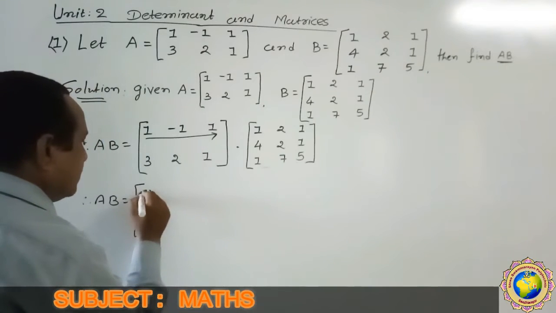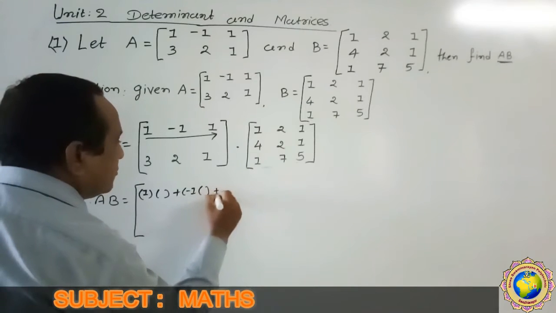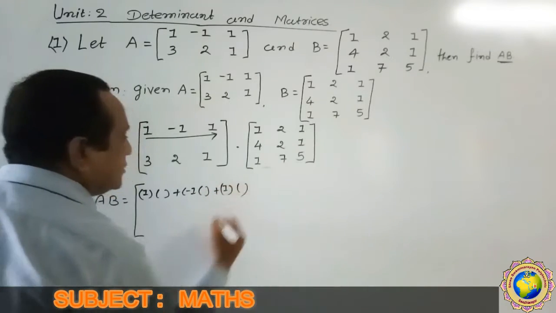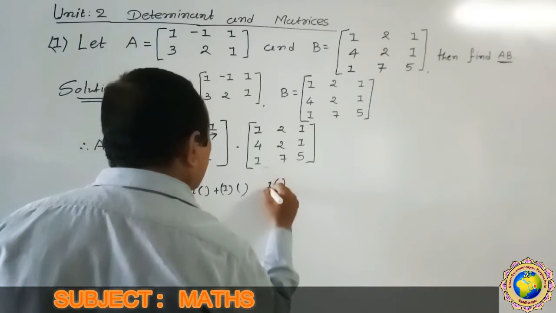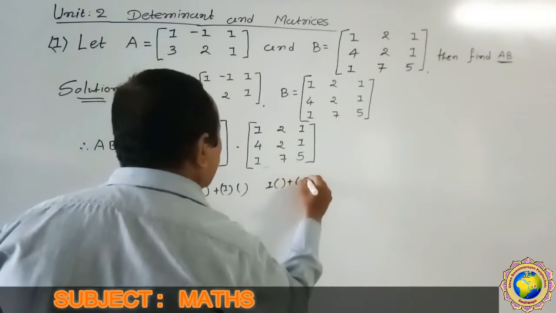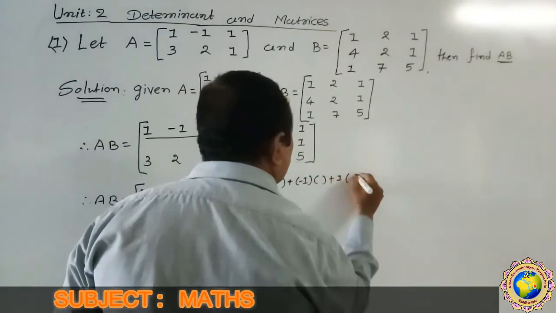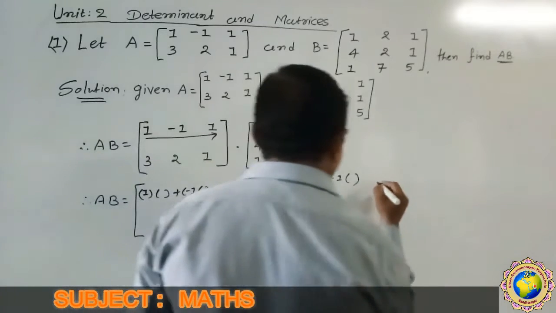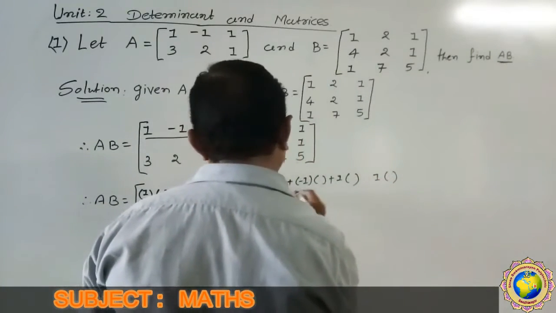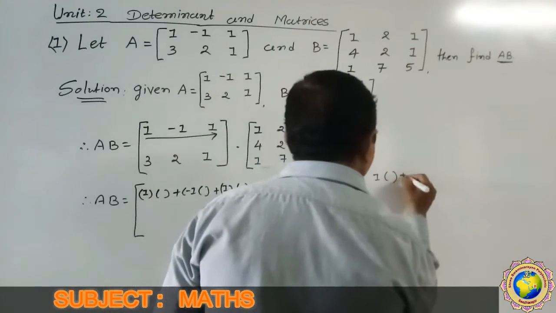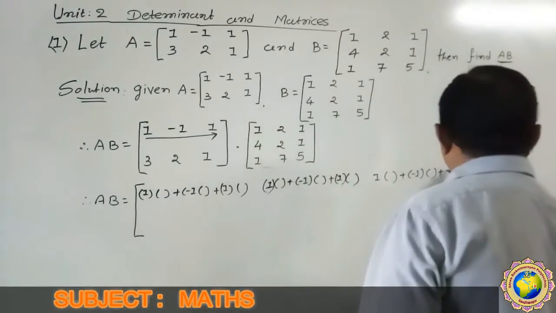So 1, minus 1, 1. First time, second time: 1, minus 1, and 1. And now third time: 1, minus 1, and 1.